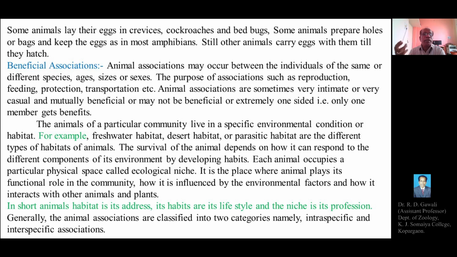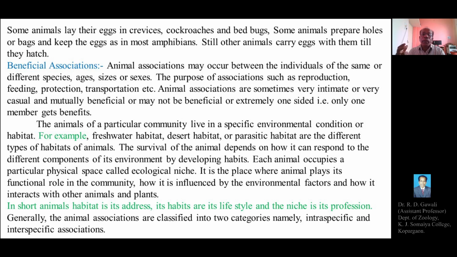Each animal occupies a particular physical space. Each animal occupies a particular physical space called an ecological niche. So whatever the environment or the habitat is, forming a particular physical condition or a space that could be occupied by each animal. So each animal occupies a particular physical space or part of the environment called the ecological niche.